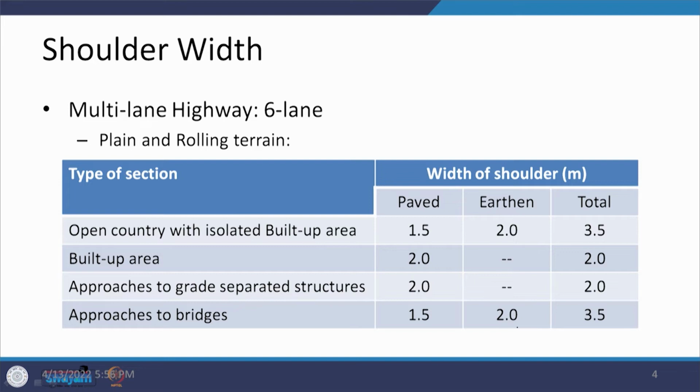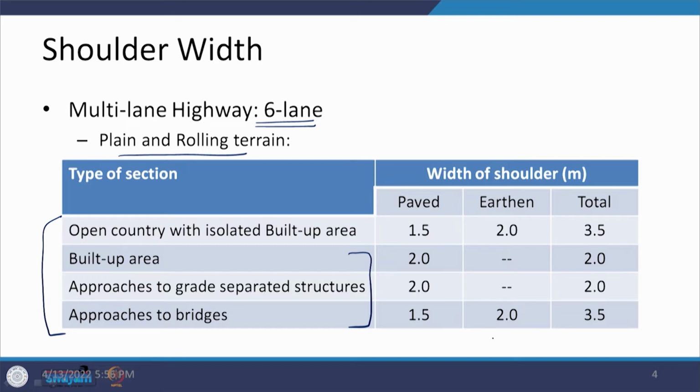The leftover portion was related to the multi-lane highways and specifically to the 6-lane highways. In the case of 6-lane highways, when we look at the plain and rolling terrain, the conditions for the segregation or categorization of the information remain the same. You have 4 categories. One is related with the open country, another with the built up area, the third with the approaches to the grade separated structures, and the fourth with the approaches to bridges. If we look at these 3 categories, they are more of a constrained nature as compared to the first one, where the land is available on the sides.